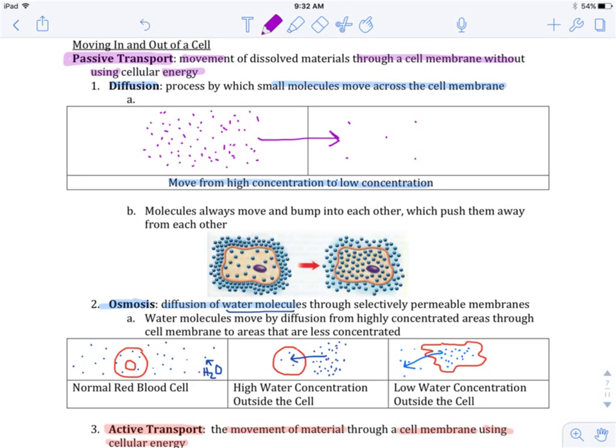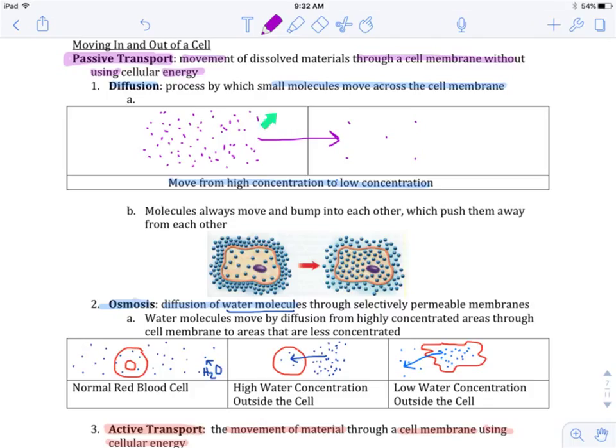So, in passive transport, movement of dissolved materials, another reason why water is very important, through a cell membrane moves without using any cellular energy. And there are two special kinds of ways that this can occur. The first is through something called diffusion, and that is the process by which small molecules move across the cell membrane. Things always move from a high concentration to a low concentration.